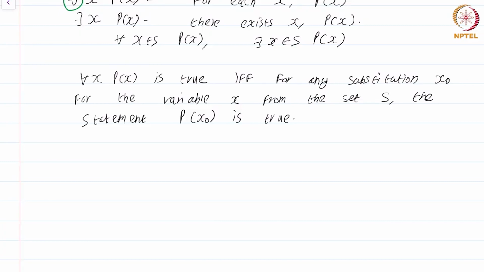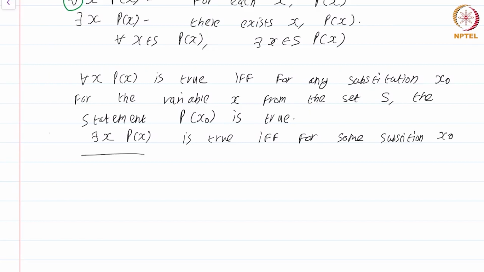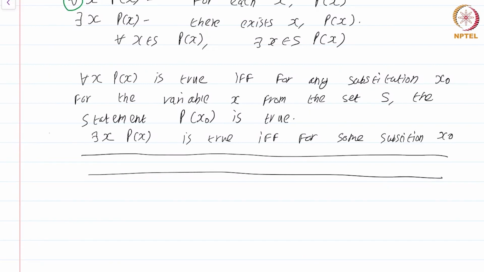There exists x, p of x is entirely similar: it is true if and only if for some substitution x naught, and the rest is exactly the same, the statement p of x naught is true. So the key difference between the existential and the universal quantifier is that for the universal quantifier, any substitution must yield a statement that is true, whereas for the existential quantifier, you just need one value.